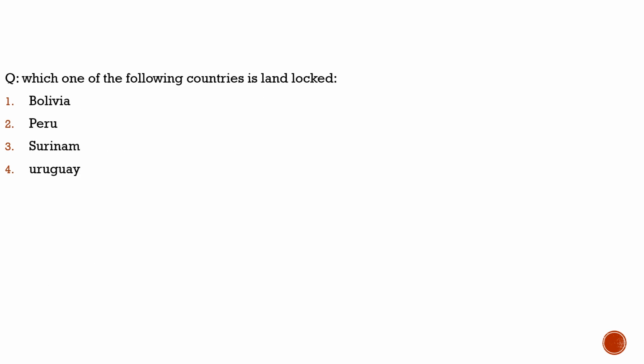Here today's question was asked in 2003, so please remember the date. The question says, which one of the following countries is landlocked? So here we have to find out which country is landlocked. Is it Bolivia, Peru, Suriname, or Uruguay? It is definitely Bolivia, which is landlocked. The correct answer to this is Bolivia.